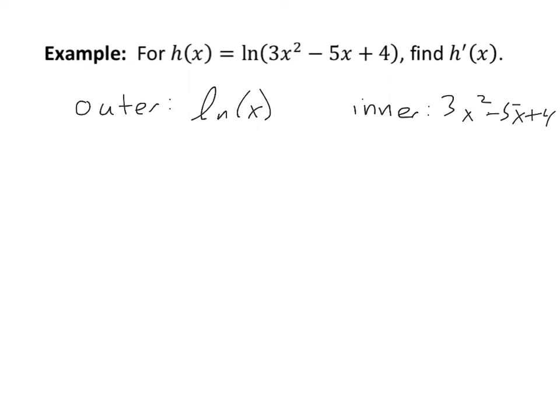Just like we did in the previous one, we'll take the derivative of the outer function. Think from what the derivative of natural log of x is: 1 over x. And the derivative of our inner function is 6x minus 5.